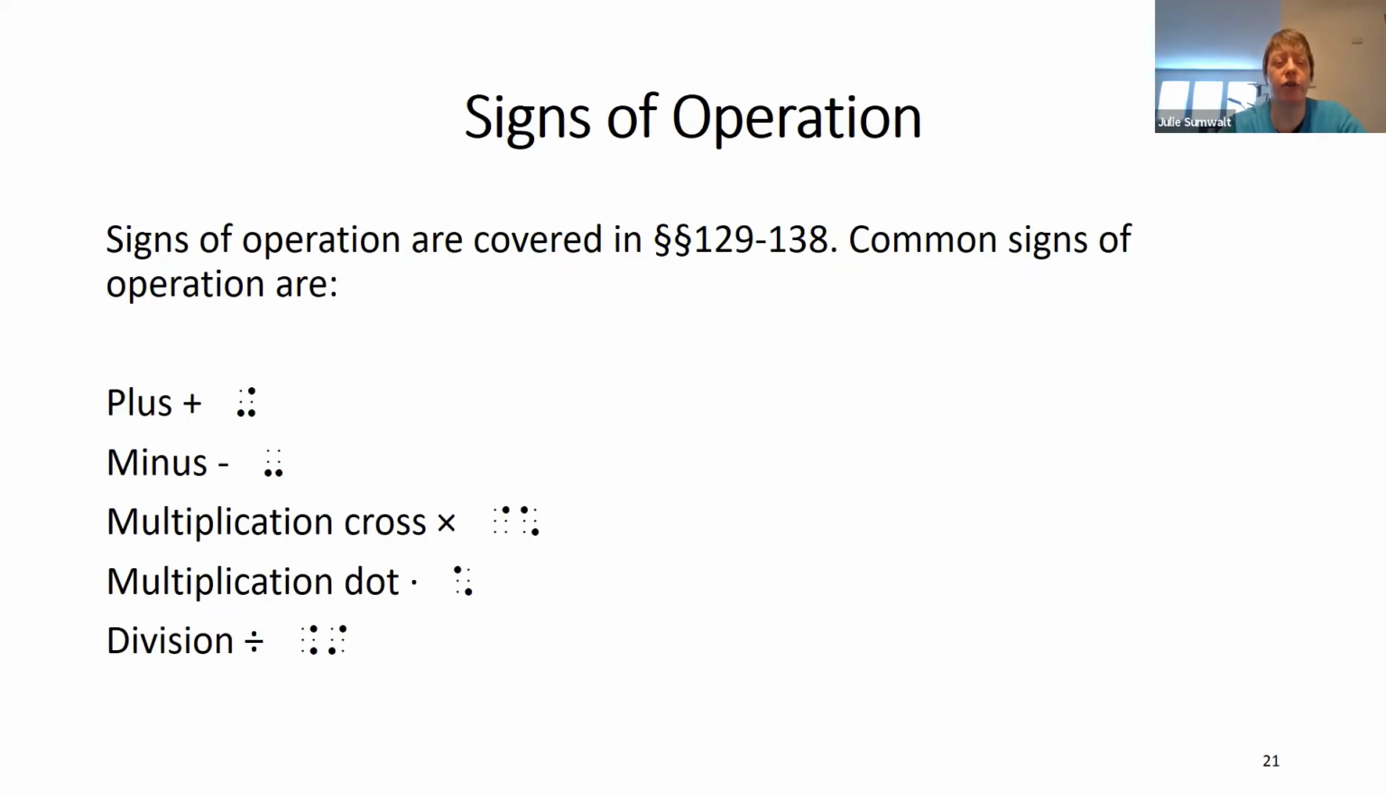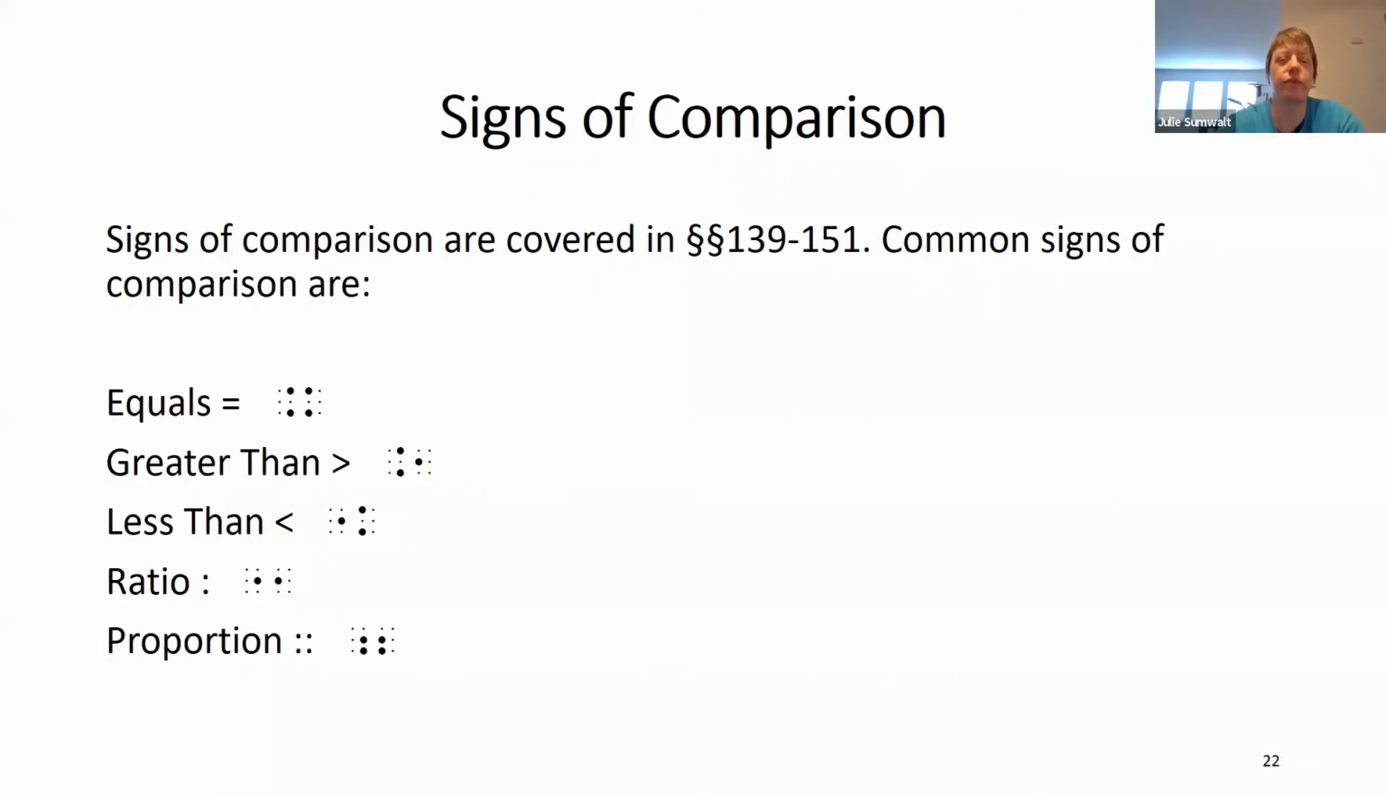Signs of operation are also fundamental to Nemeth code. Common signs of operation are the plus, minus, multiplication cross, the multiplication dot, and division, as shown with a horizontal line and a dot above and below. So we just looked at signs of operation. Now let's look at signs of comparison. Common signs of comparison are the equals sign, greater than, less than, ratio, and proportion signs.